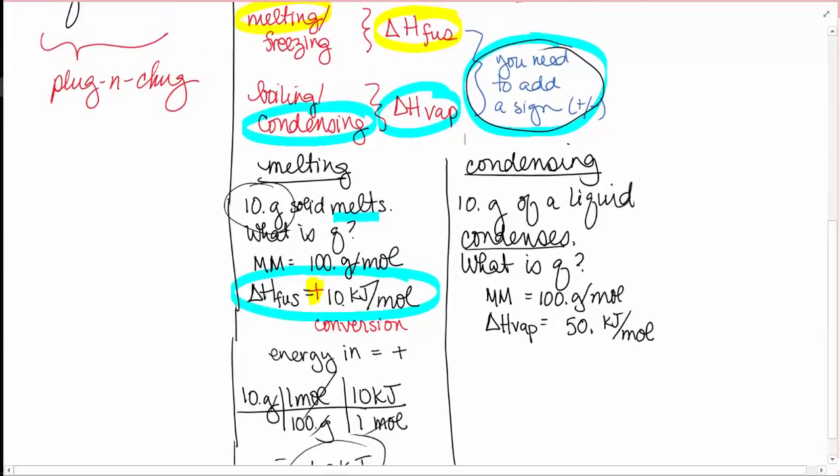So condensing, I have to ask myself, is that energy in or energy out? Well, boiling is energy in.